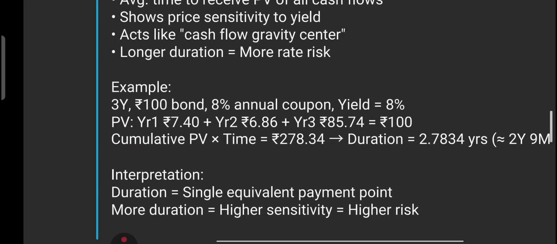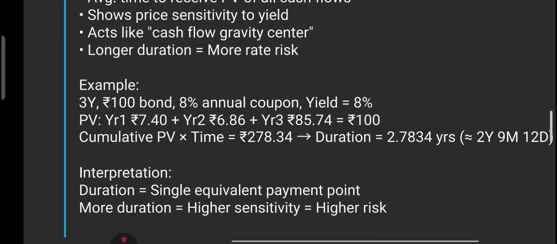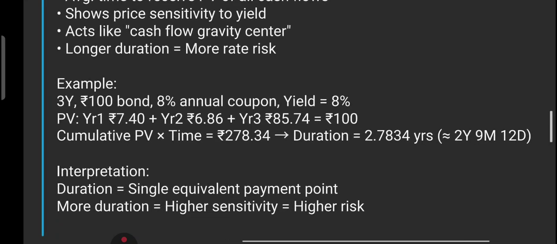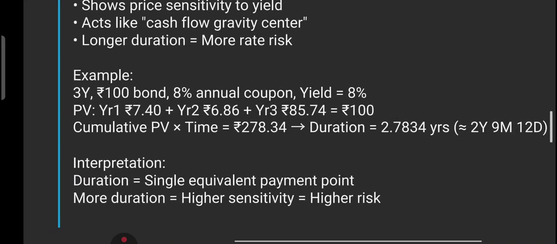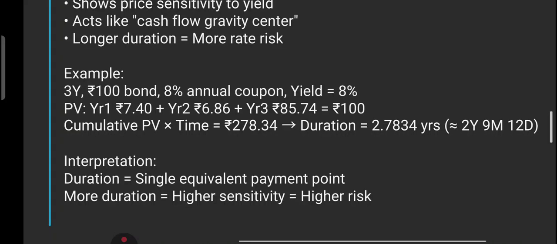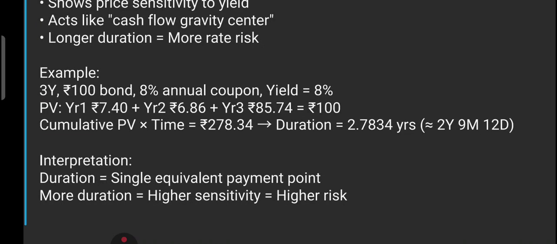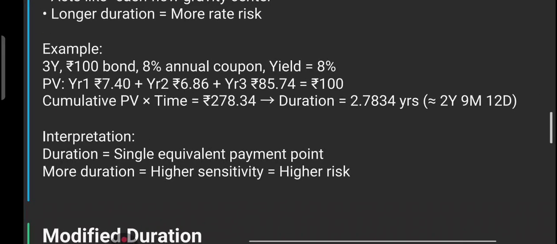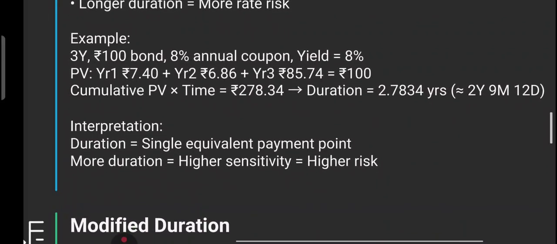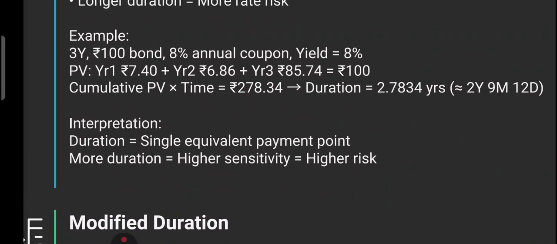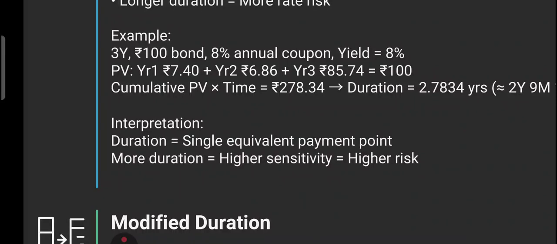Let's take an example. Suppose we have a 3-year 100 rupees bond, 8% annual coupon. So what is the yield? 8%. If we calculate the present value of each year's payment and multiply it by time, we get a cumulative PV, right? Which is equal to 278.34, and divided by the bond price, this will give us 2.7834. That is around 2 years, 9 months and 12 days. So you just have to remember the formula: summation of PV times T upon summation of PV. That will give you the duration, right? So McCullough duration is 2 years, 9 months, 12 days.